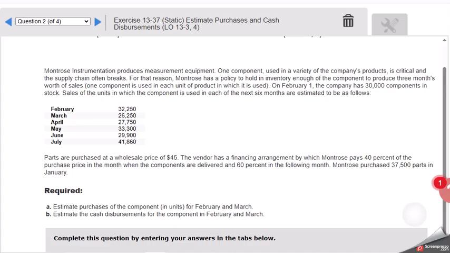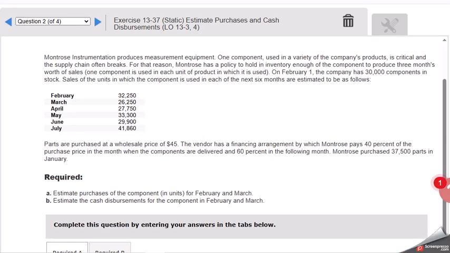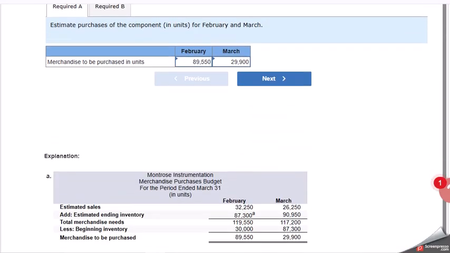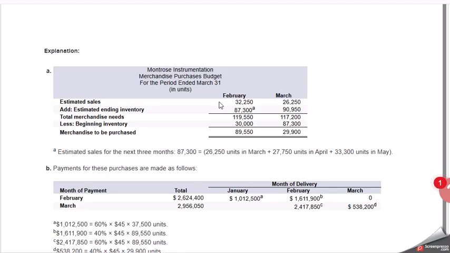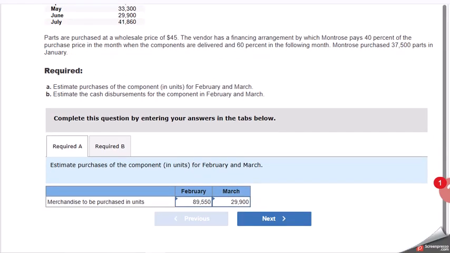Okay, so then we come down and say, okay, our estimated sales are the 32,250 and 26,250. So we're just pulling that from that table.